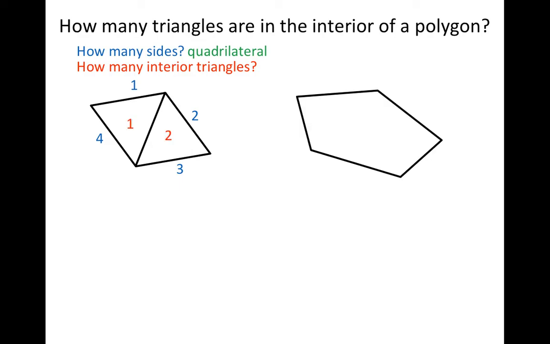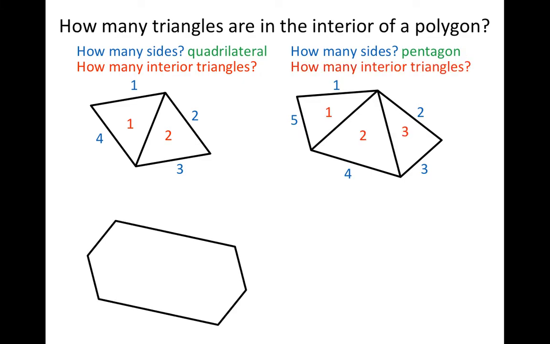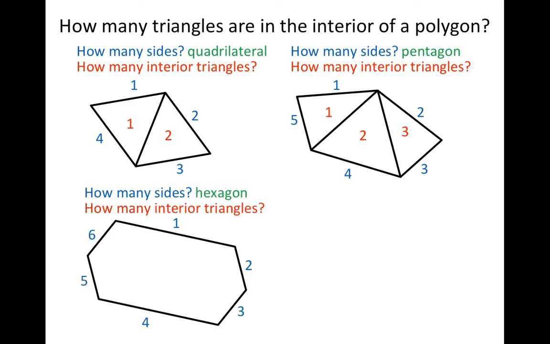Let's try another shape. If I count up how many sides, it has 1, 2, 3, 4, 5 sides. That's called a pentagon. And how many interior triangles? Let's find out. Count them up, 1, 2, 3. Here's another polygon. How many sides? 1, 2, 3, 4, 5, 6. That's called a hexagon. And how many interior triangles could I divide it into? Well, 1, 2, 3, 4.